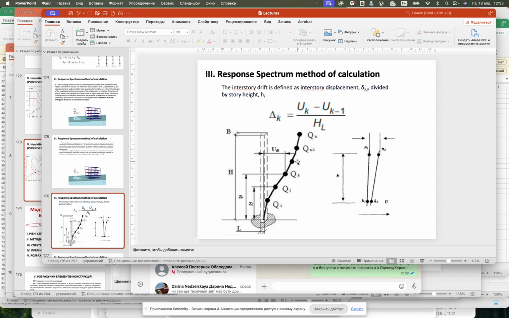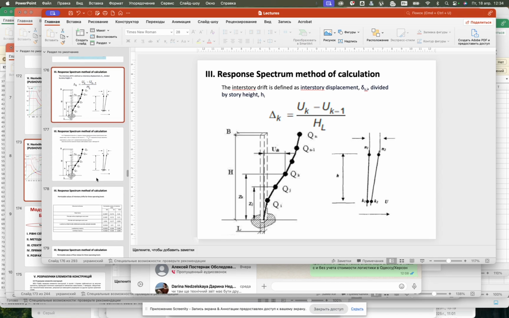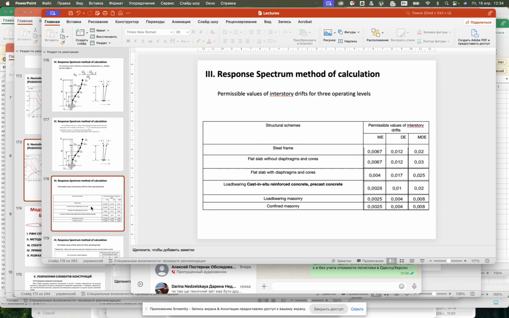So, this value shows us if we have something in reserve for the earthquake or we have a lack of seismic resistance for this exact building. That is why we have these values, which show us the behavior of the building during the weak earthquake, the design earthquake, and the maximum design earthquake.